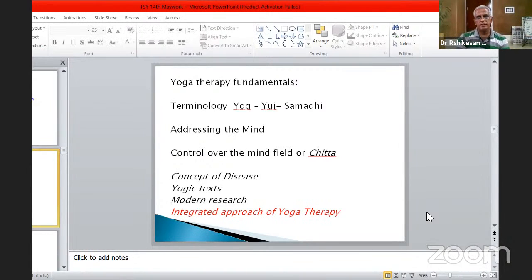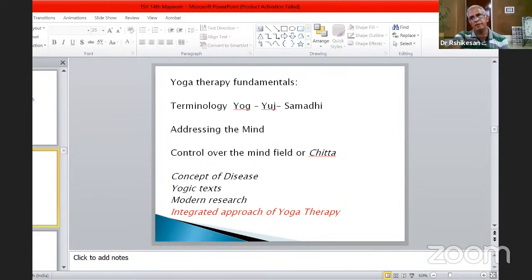So we will have a few points in brief also, because the fundamental of yoga therapy, yoga means what? Yoga is addressing the mind, chitta vritti nirodha. The Patanjali Yoga Sutra, the fundamental text on yoga. So the basic point is you are addressing the mind field. Chitta is the mind field. So you are regulating the mind.